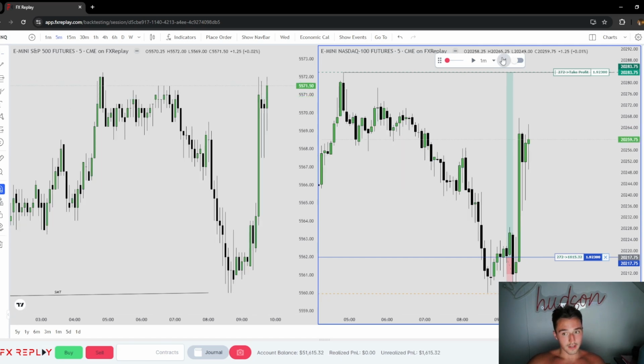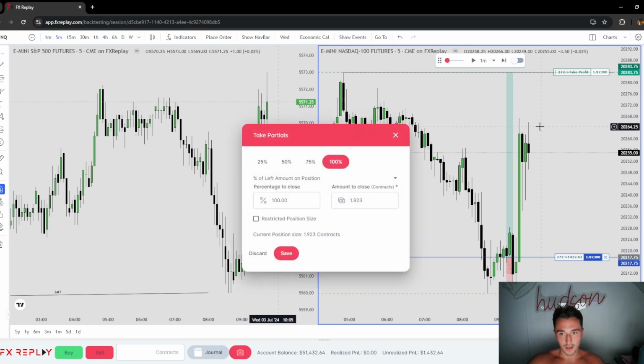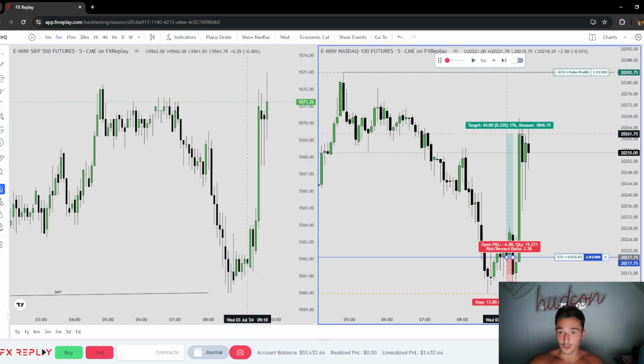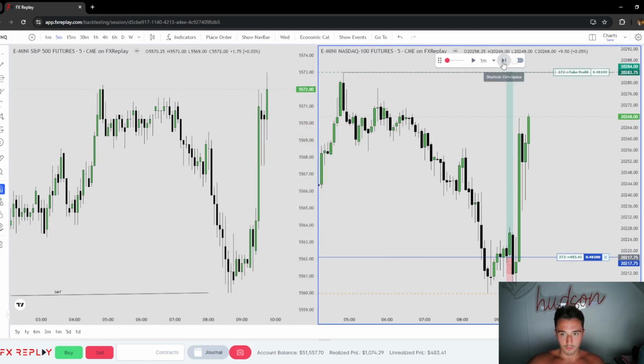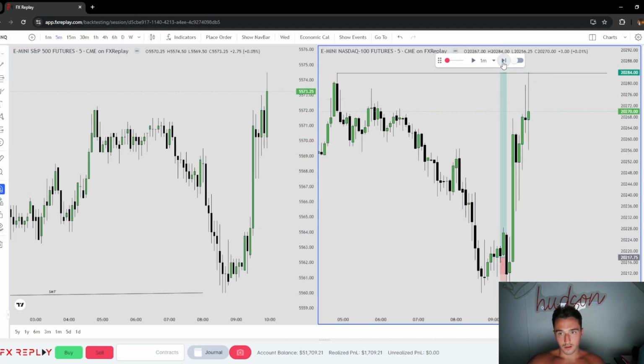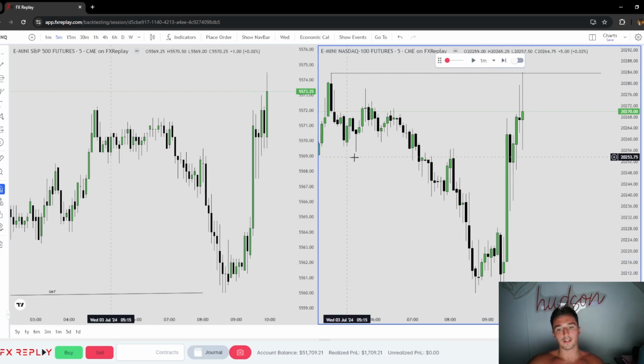Oh, it's getting scary. Okay, now we definitely could because we have an SMT. So, is this a 2R though? Right? Is this a 2R? Yeah, it's a majority 2R. So, we're going to close 75%, save, boom, let the rest run. Tapped out. There we go. So, 1.7 on that trade right there.